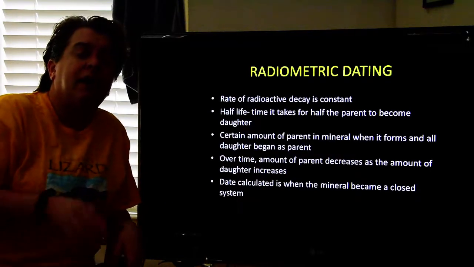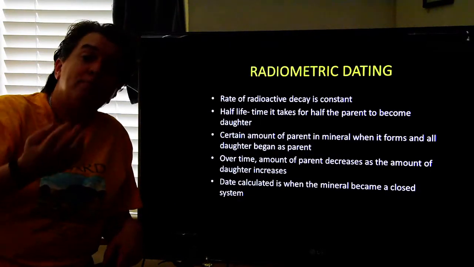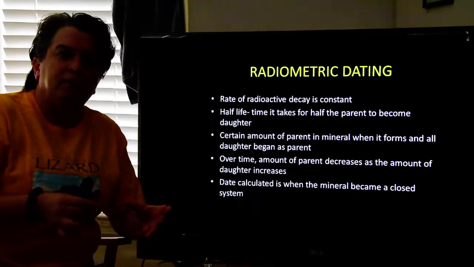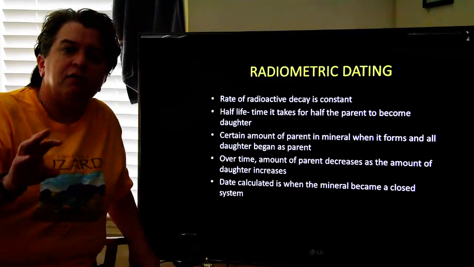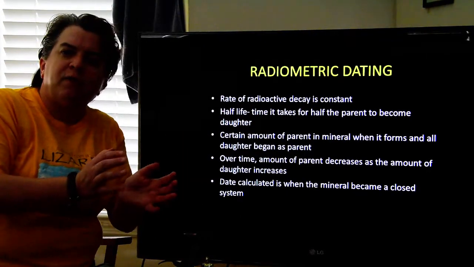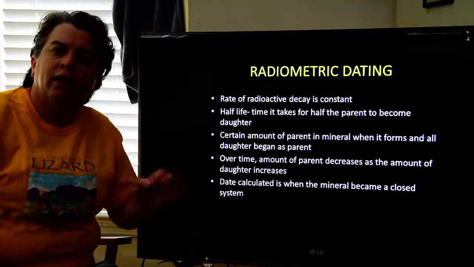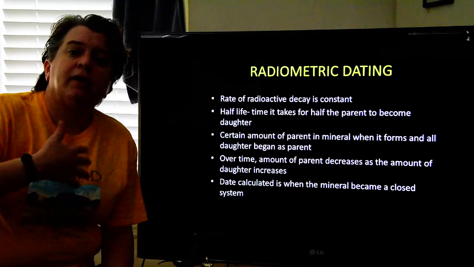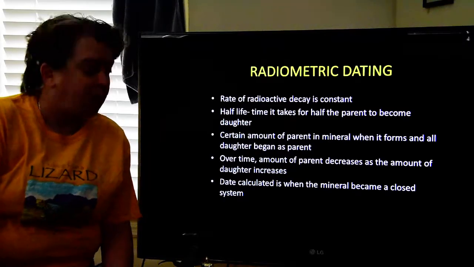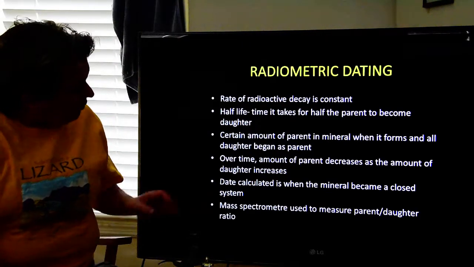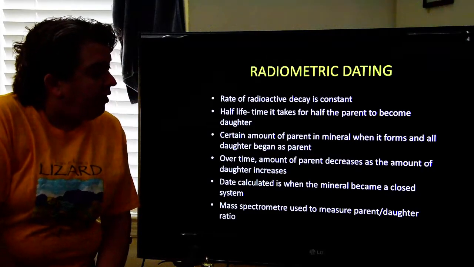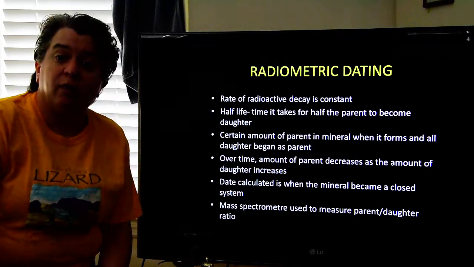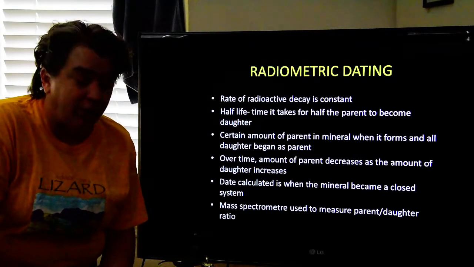Now, the date that gets calculated in radiometric dating is when the mineral became a closed system. A closed system means there are no more atoms being added to the mineral and none taken away from the mineral. This is why, when you are doing radiometric dating, you very carefully select your samples to make sure that they were closed systems. You end up using what's called a mass spectrometer to measure the parent-daughter ratio. That measures exactly how many parent atoms and how many daughter atoms are in your sample.